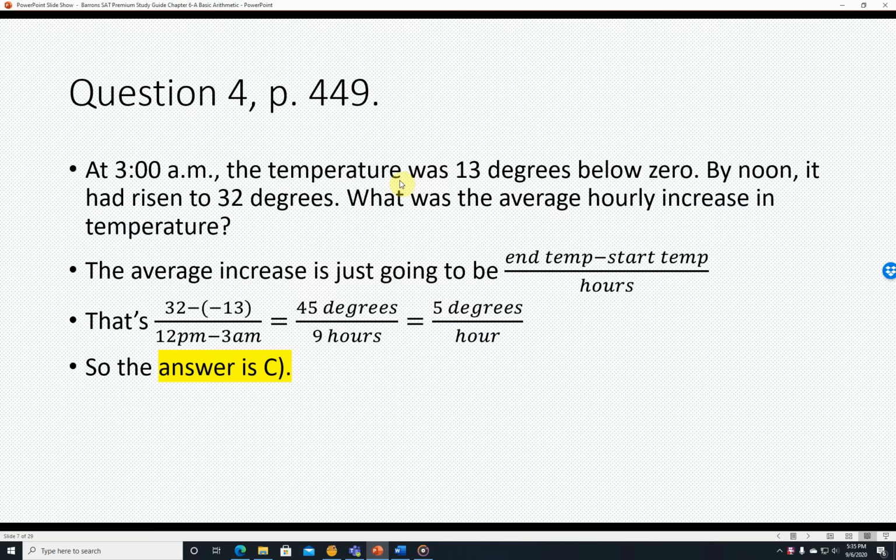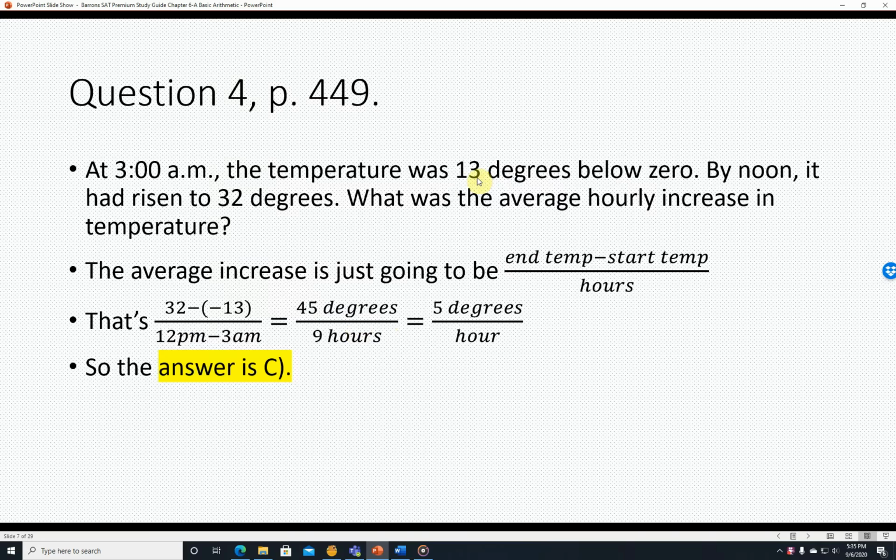All right, so at 3 a.m., the temperature was 13 degrees below zero. By noon, it had risen to 32 degrees. What was the average hourly increase in temperature? So the average increase is just going to be the end temperature minus the start temperature over the number of hours. So here it's going to be 32 minus 13, because 13 degrees below zero is minus 13. That's 45 degrees, and then 12 p.m. minus 3 a.m. is 9 hours.